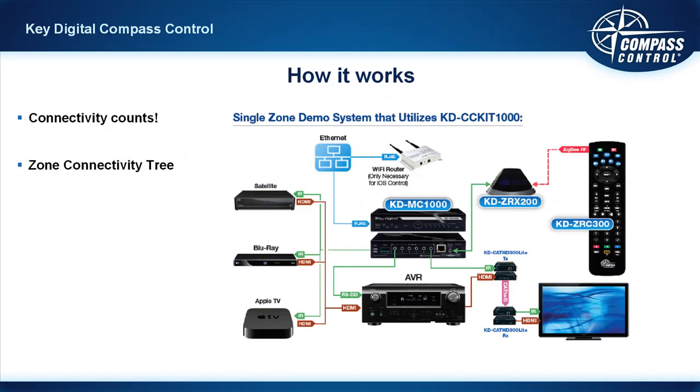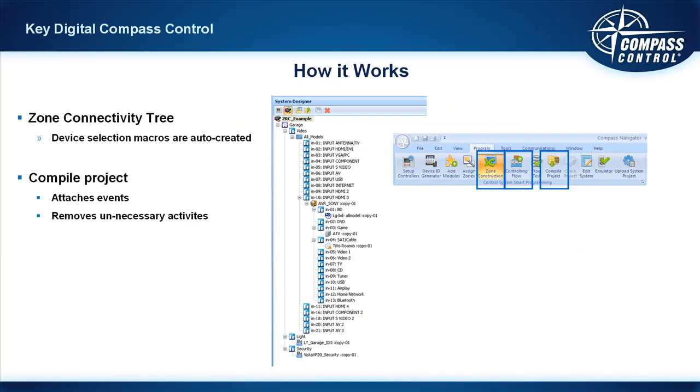Well, remember, as we told you before, connectivity counts, because now we're going to build that zone connectivity tree. That zone connectivity tree is our way of saying, okay, we have this room, and we show it in the actual project as the garage, because that's how it was imported from the Lutron system. But we have the room, if we follow this tree, the hierarchy, and in that room we have the video, lighting, and security categories, if you will. Those are the things happening that we're controlling through Compass in that room.